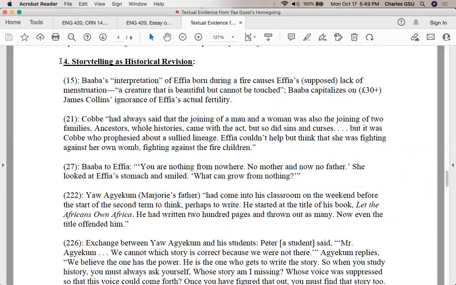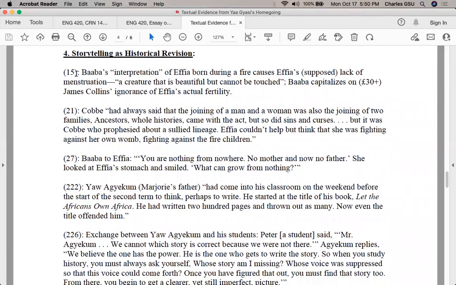But at the same time, the way she tells a story allows the characters to re-see or re-envision how their history, how they sort of fit in the family tree or lineage, right? So you could say that there's a kind of revisioning going on. And it begins early. So here in chapter 1, Baba's interpretation of Afia being born during a fire causes Afia's supposed lack of menstruation. Now, if you remember, one of the things the stepmother Baba does is she makes Afia lie about her coming of age, so to speak, by not letting anyone know that she's actually gotten her period.